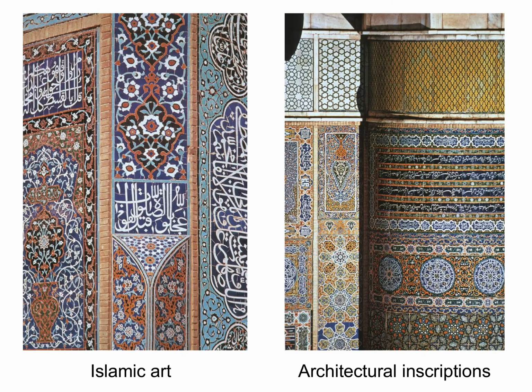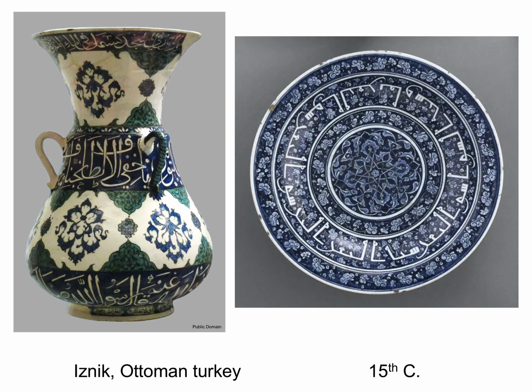And all kinds of beautiful inscriptions where the script becomes decorative, an embellishment and an ornament on those extraordinary buildings. Examples on all kinds of ware, like this mosque lamp on the left and this dish on the right.